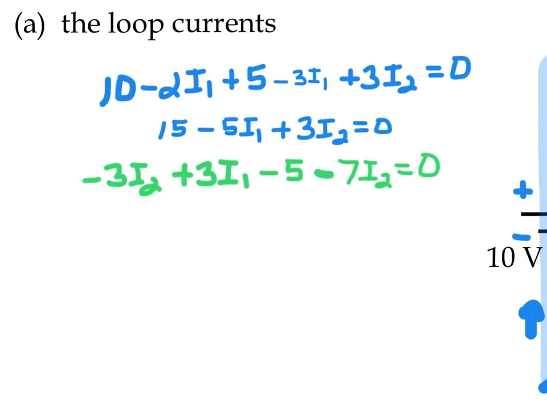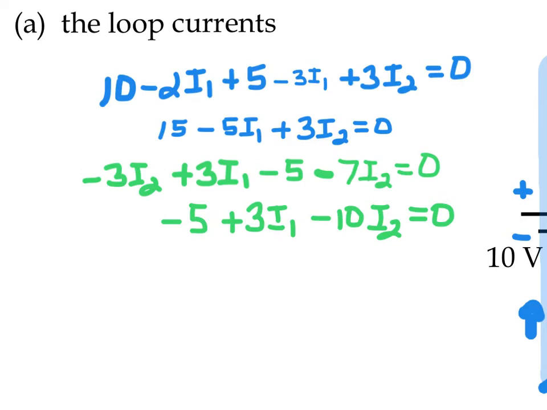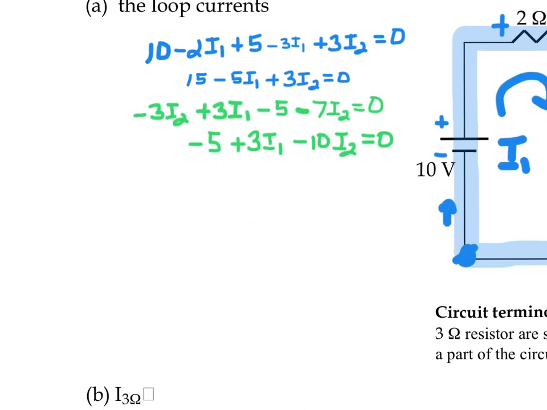And now I can simplify that a little bit. Let me simplify that by putting the minus 5 out here. And I've got plus 3I1. And then I've got minus 10I2. And that's equal to 0. And we see we end up here, we've got 2 equations in 2 unknowns. So we can easily solve for both I1 and I2 using any method you like.